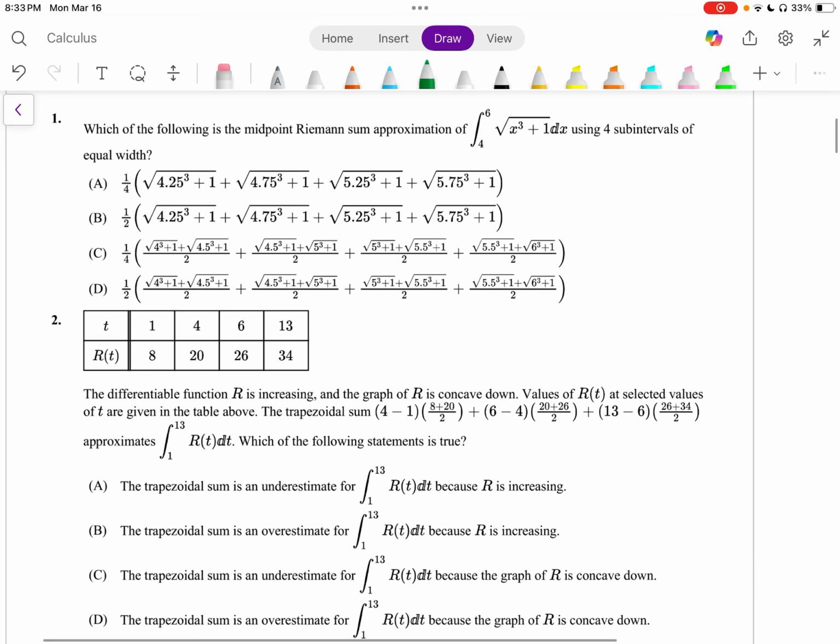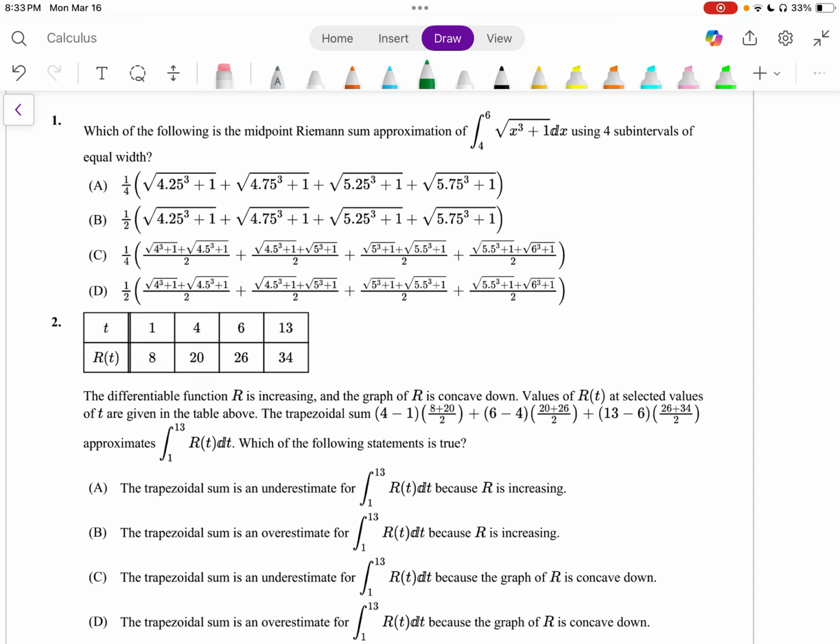Chapter 6 Test Review. Number 1, which of the following is the midpoint Riemann sum approximation of this integral here using 4 subintervals of equal width? All right, so when we do that, we want 4 subintervals. So let's find what the base of each of those subintervals will be. So that's going to be delta x is going to be our 6 minus 4 over 4. So that's 2 over 4, which is a half.